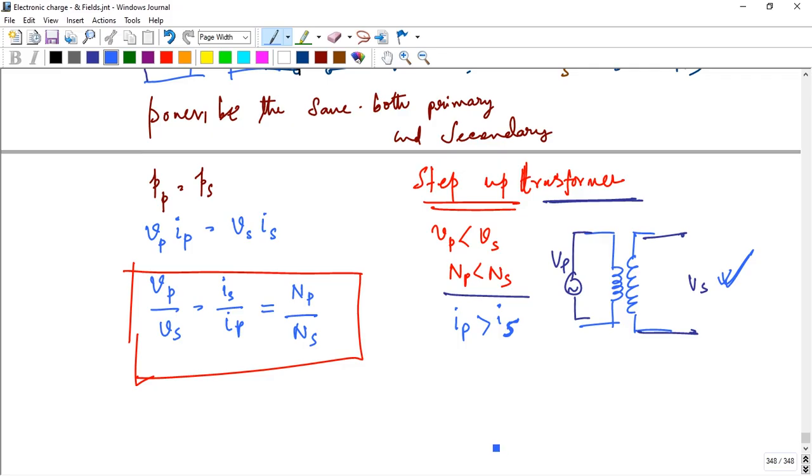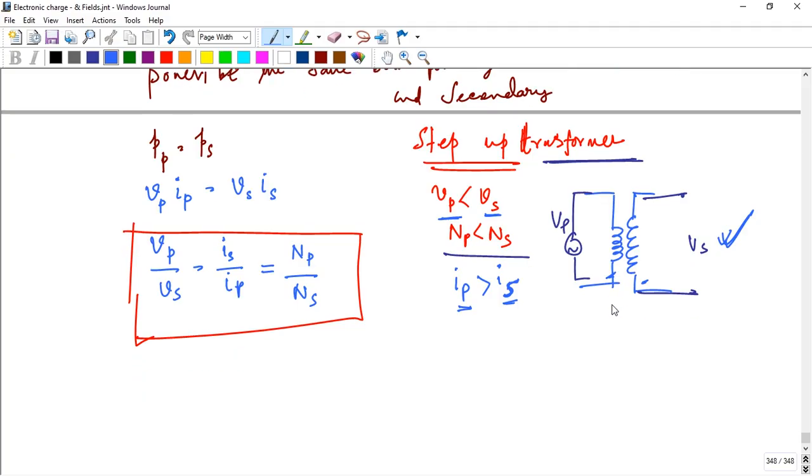Okay, that's why the power is a constant. If voltage primary is less, obviously current primary is high. Voltage secondary is high, so current secondary is less. That's very important, because the power in both terminals, meaning input and output, or primary and secondary terminal, will be the same. But the voltage or current may be different. If voltage is high, current will be less, and if the current is high, voltage will be less. Okay. Now, what is a step down transformer?